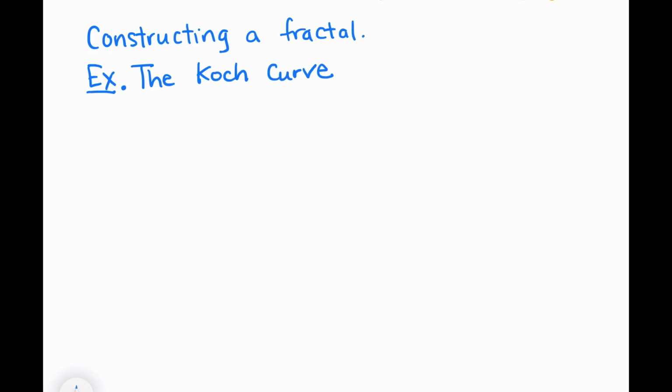Now we're going to do an example where we construct our very own fractal, a famous example called the Koch curve. In order to construct our fractal, we need a set of instructions, which consists of two things. The first is called an initiator, the initial geometric object we start with. The second is called a generator, which tells us what to do with the initiator. After that, we just repeat that process over and over again.